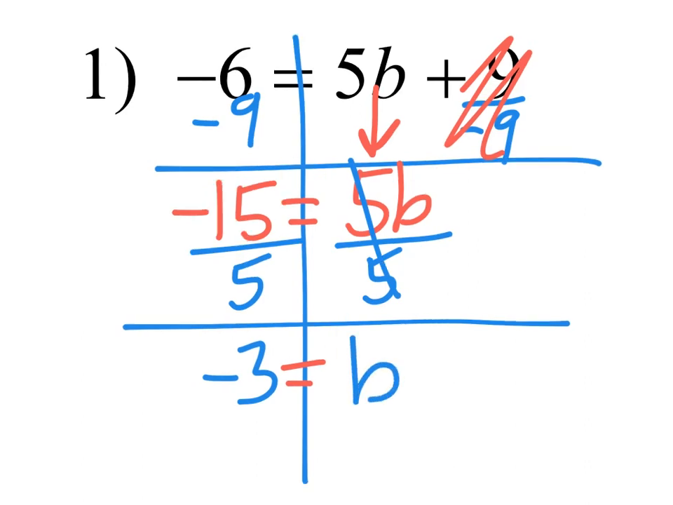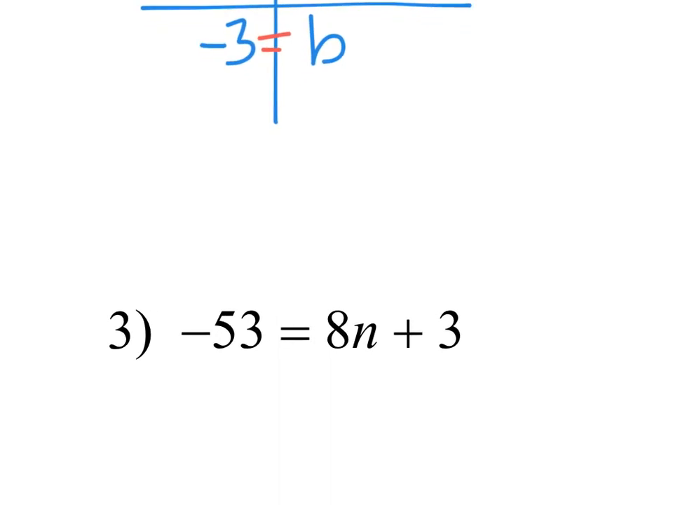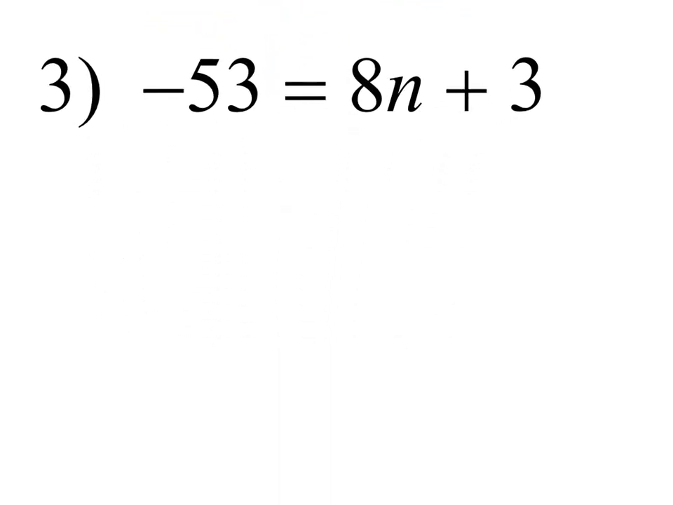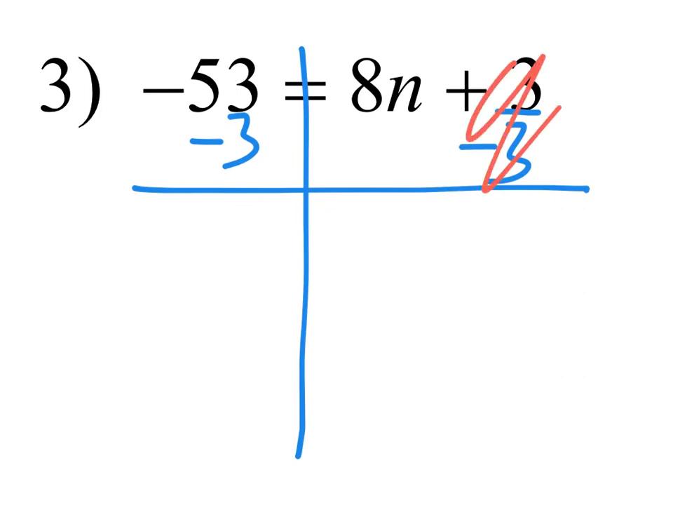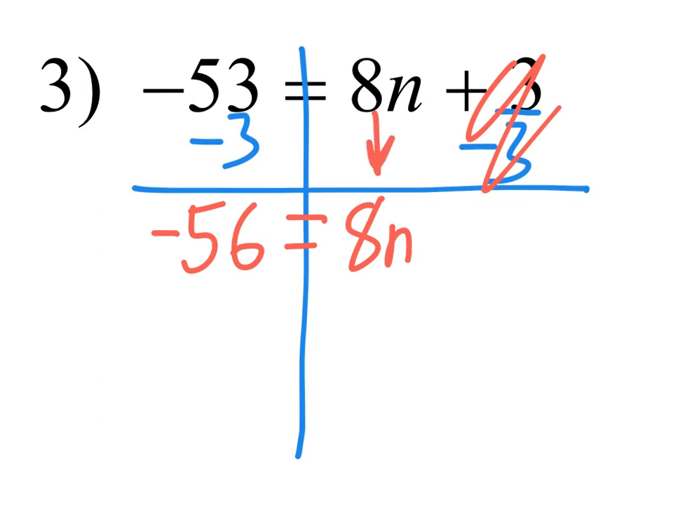For number 3, just another two-step. Draw the line going down the middle, and we want to get everything away from the variable. So I've got to take care of this 3 first. So I'm going to subtract 3 on both sides, because what I do to one side I have to do to the other. These two will cancel out, and I'm done with it. Negative 53 minus 3 is going to be negative 56. And I'm left with the 8n on the right side.